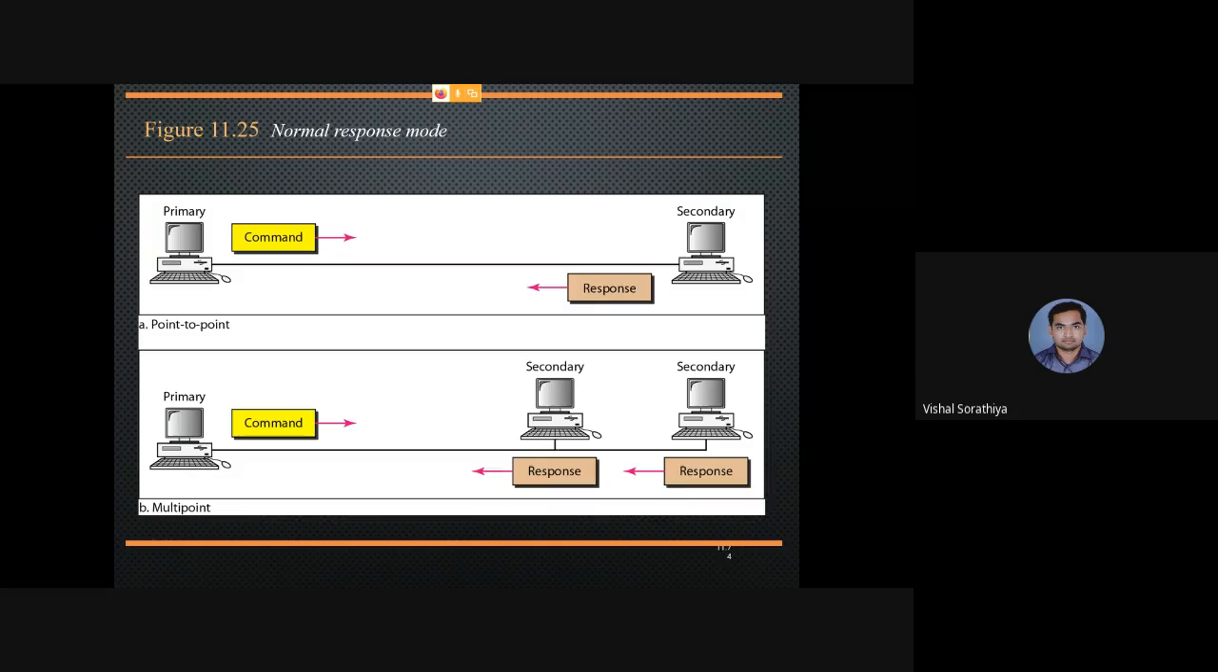So you can say in normal mode, whatever command is generated from the primary computer, secondary computers give the response. In point to point, the secondary computer will give the response, so it's going to be one command and one response. While in multipoint, there is one command and secondary computer-wise, there are different responses. So this is the normal mode, in which one primary computer gives the command and the secondary computers give the response. Simple stuff.